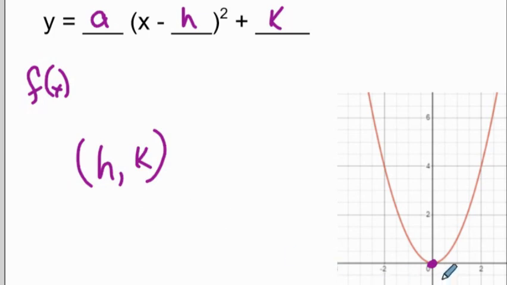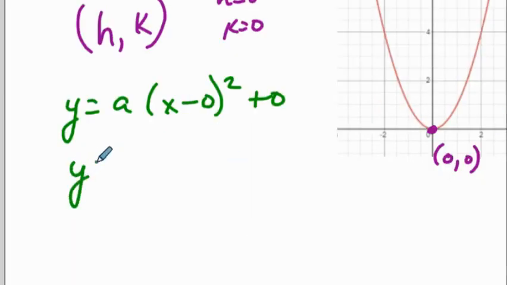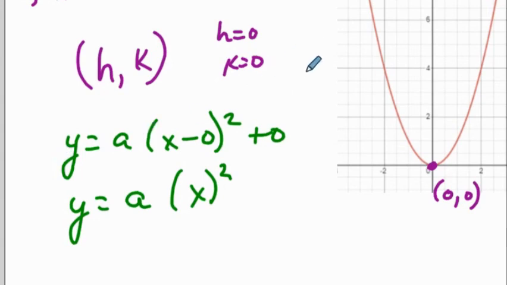In this example here, the vertex is at 0, 0. So in this first example, h equals 0 and k equals 0. If I wrote what I would refer to as a generic form of the function, I would say y equals a times x minus 0 squared plus 0. You would probably understand it if I simplified this a little and said that this is just y equals a x squared, since x minus 0 is just x and there's nothing else.